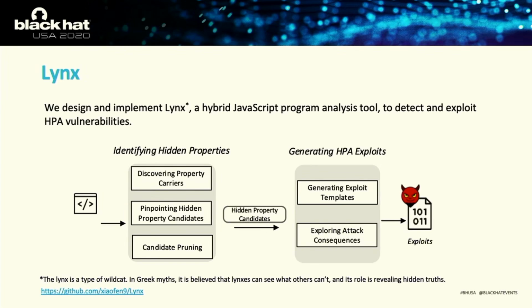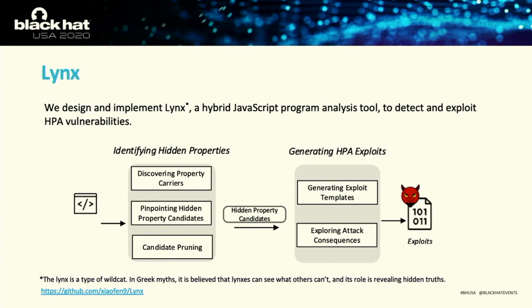The picture below gives a high-level workflow of Lynx. The tool mainly consists of two parts. The left part is for discovering the potential hidden properties, which is the core component in our system. It will first leverage dynamic data flow analysis to track the user input data flows. And then it uses static syntax analysis to infer potential hidden properties.